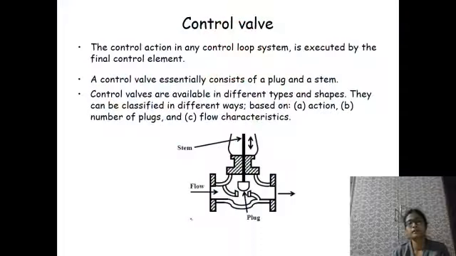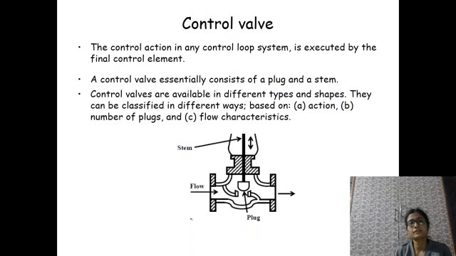Today's class, we will discuss control valve. In last class, we discussed the final control element. Actually, the final control element consists of two distinct parts. One is the actuator, the sensing system, and the second part is the control valve.